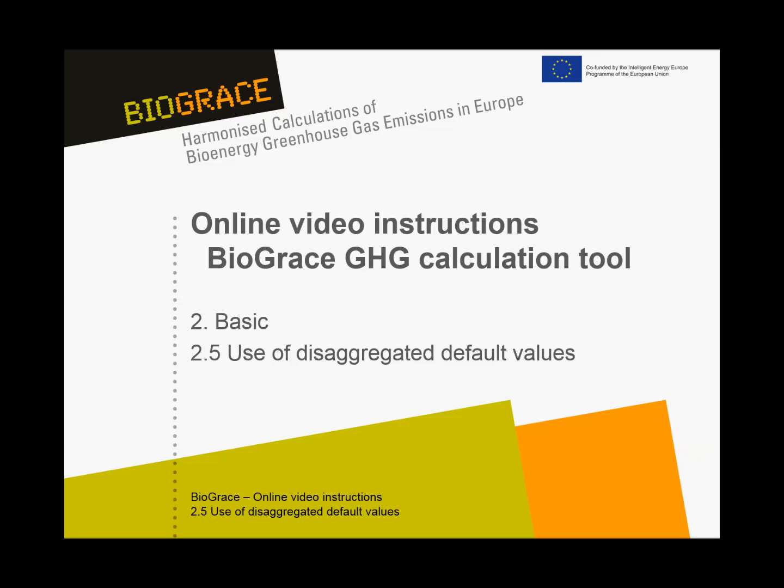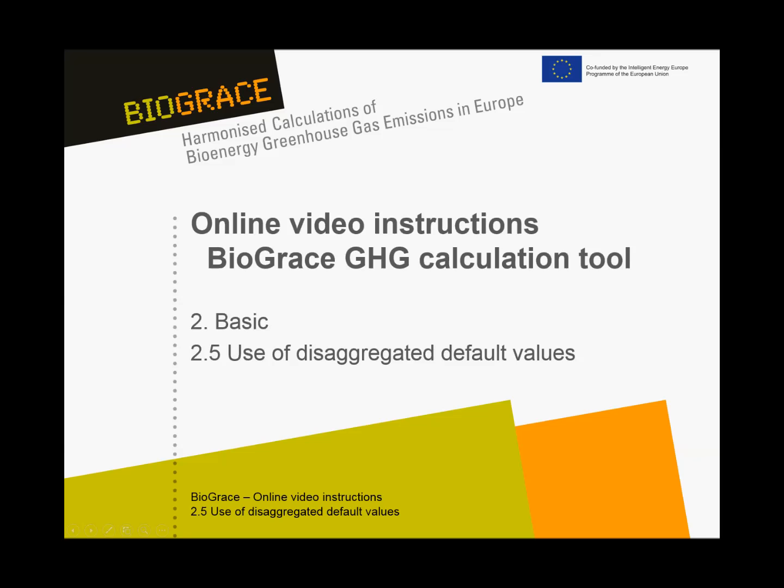Actually, there are two BioGrace tools. There's BioGrace 1 for biofuels and BioGrace 2 for electricity, heat and cooling from biomass. The instruction will show the BioGrace 1 Excel tool, but can also be used for BioGrace 2, as in the BioGrace 2 Excel tool the calculations are made in exactly the same way.